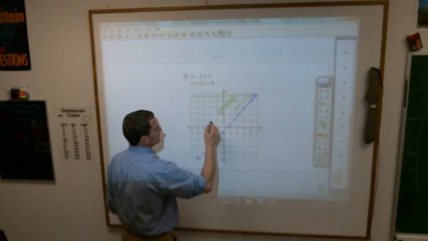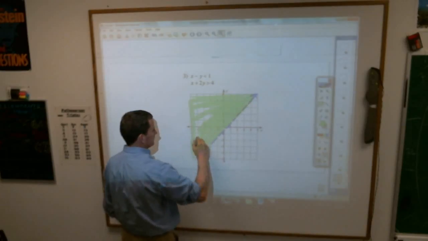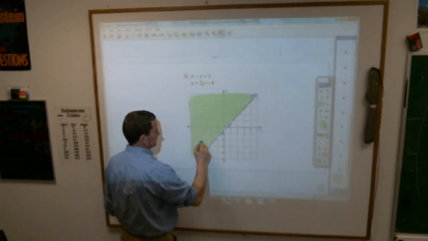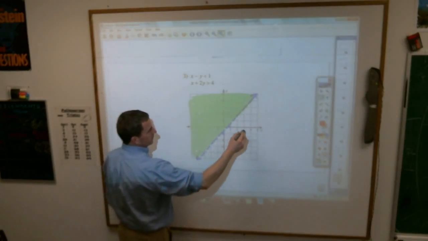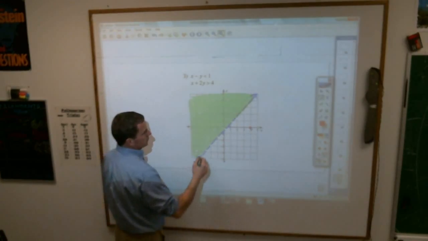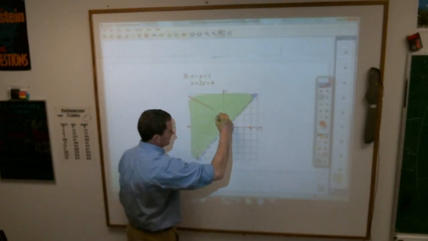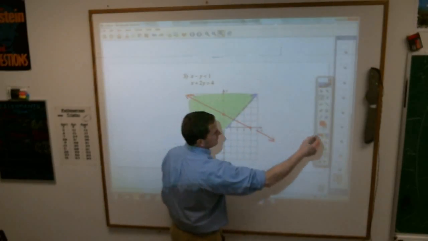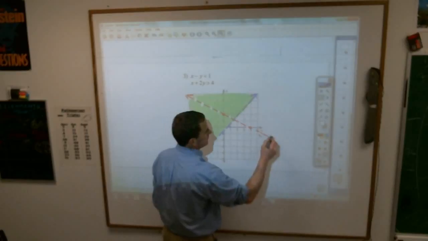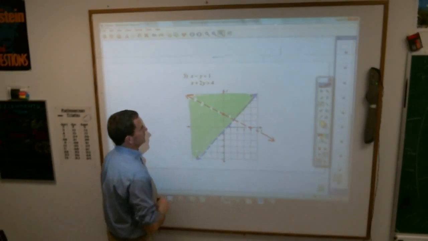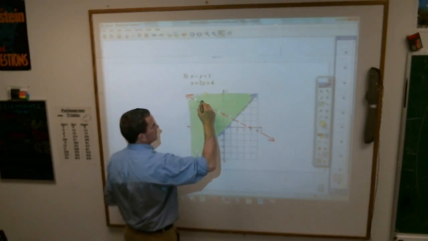Let's go bigger. That's why we practice this. For the second one, x-intercept is at 4, y-intercept is at 2, and it is also a dashed line. And I am shading, y is positive, so again it's the greater side of this line, so you're shading this.